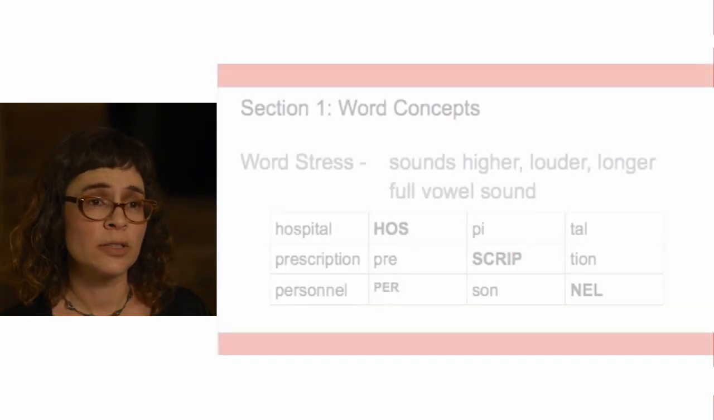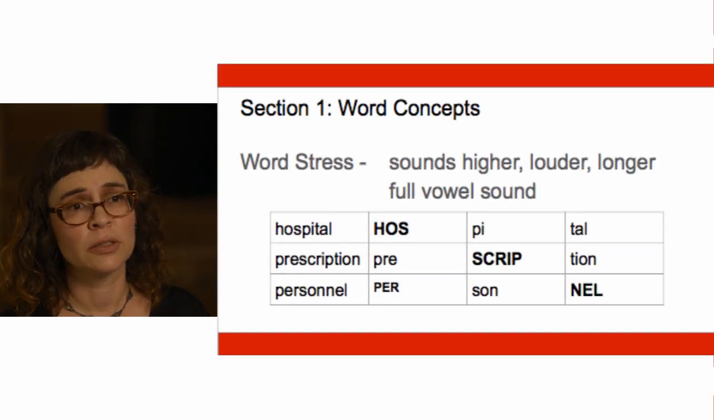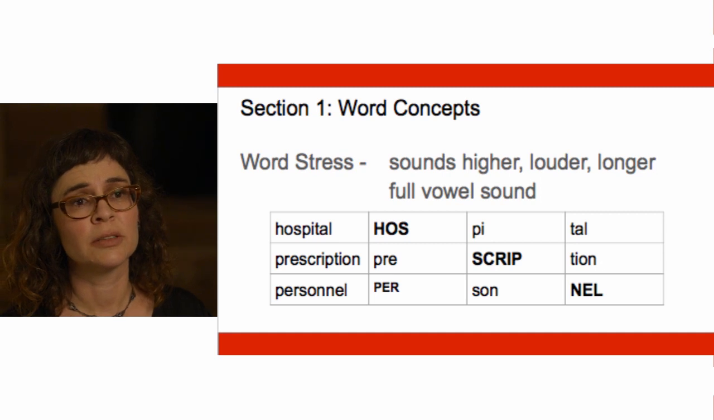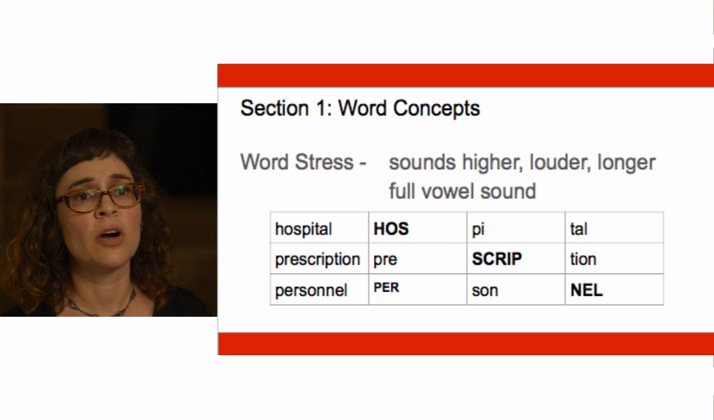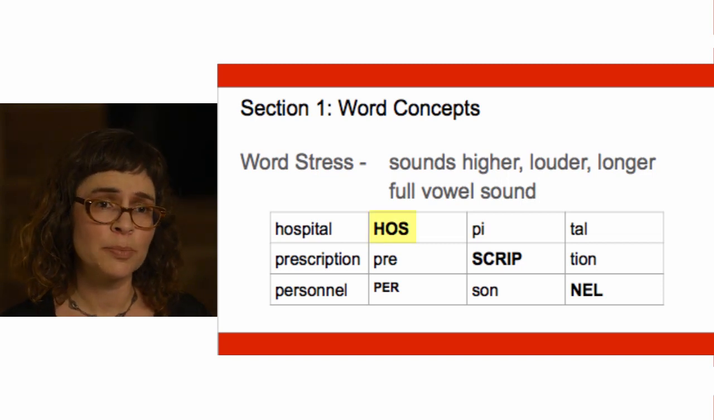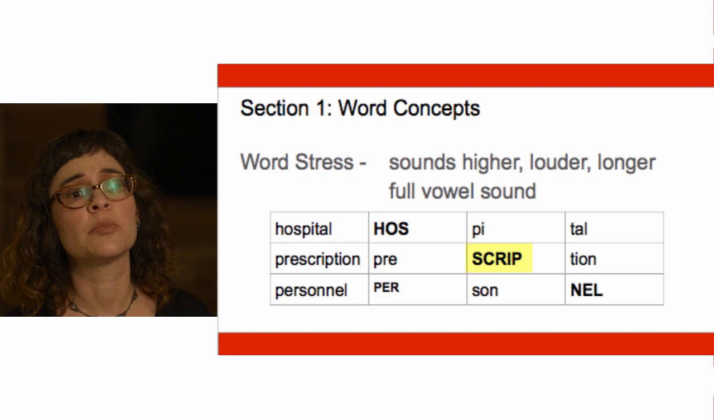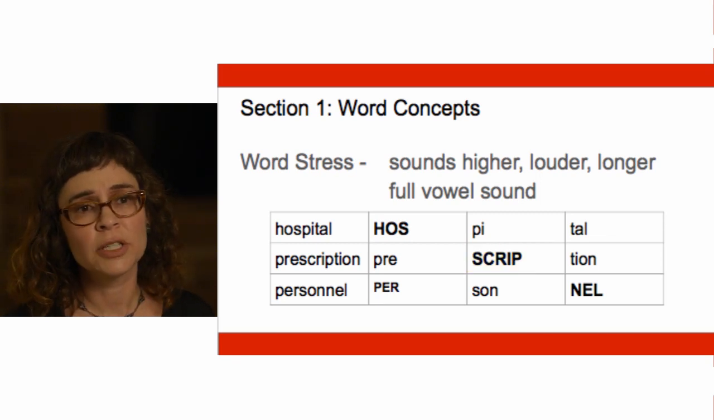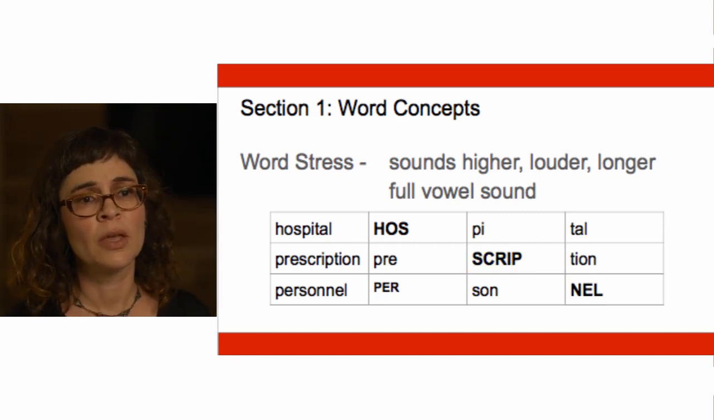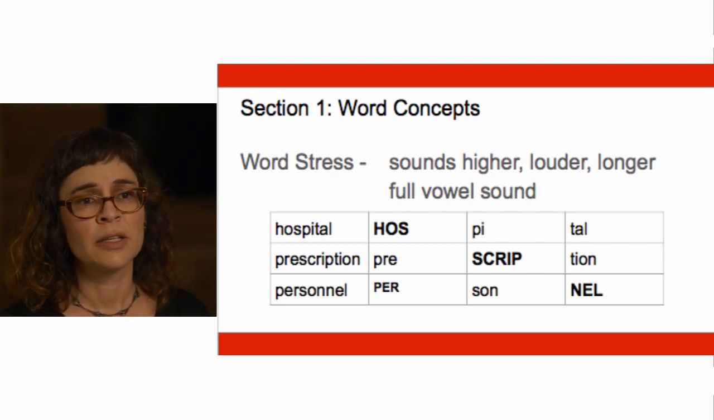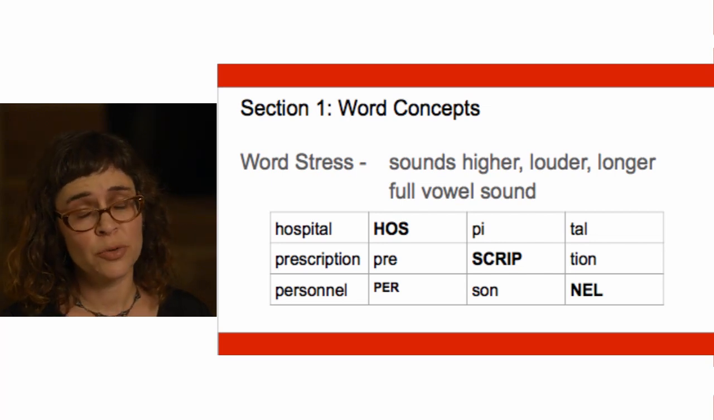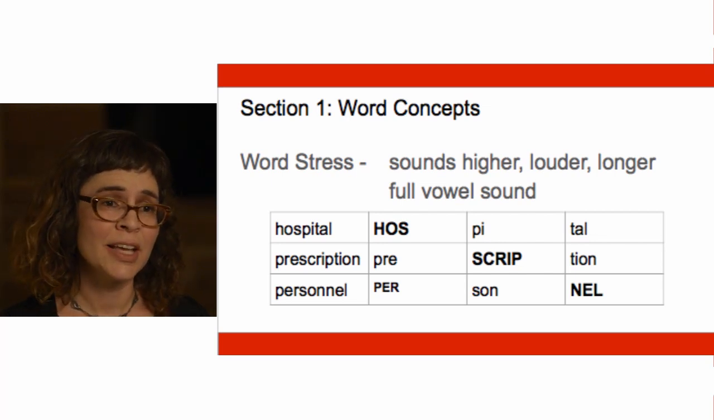Let's take a look at these words. Hospital, prescription, personnel. The stress in a word may be on the first, second, third syllable, and so on. The stress falls on the first syllable in hospital, the second syllable in prescription, and the third syllable in personnel. The patterns are not always predictable, so I'm often asked, how can I know what is the correct stress in a word? I wish there was an easy answer.